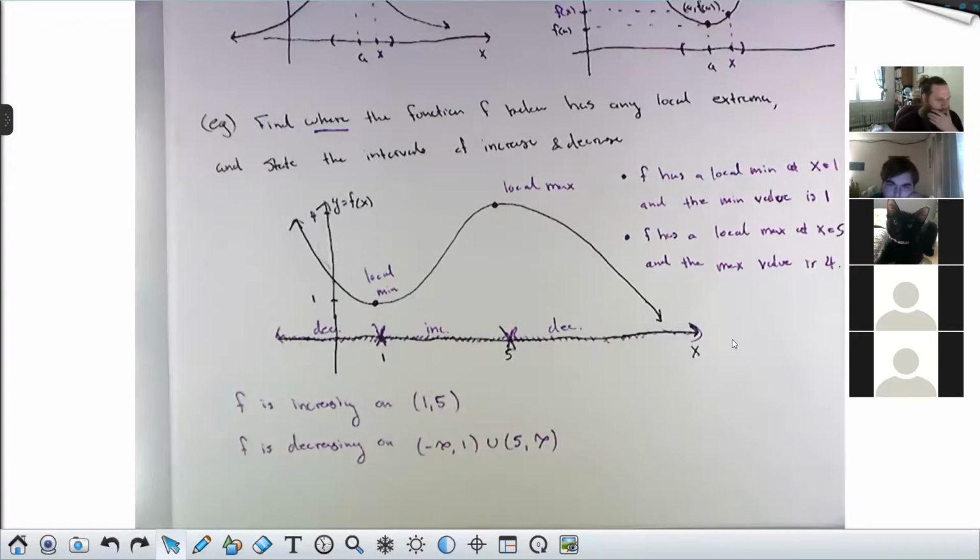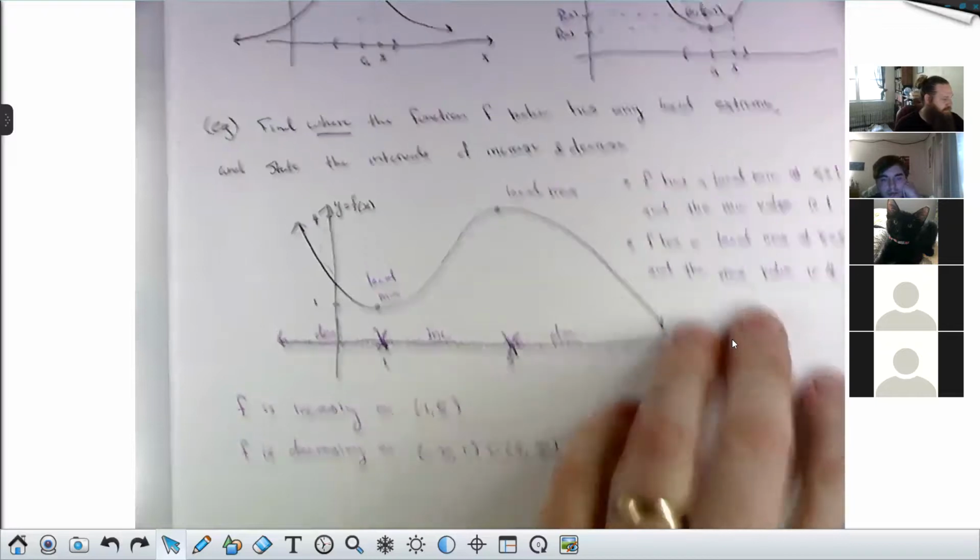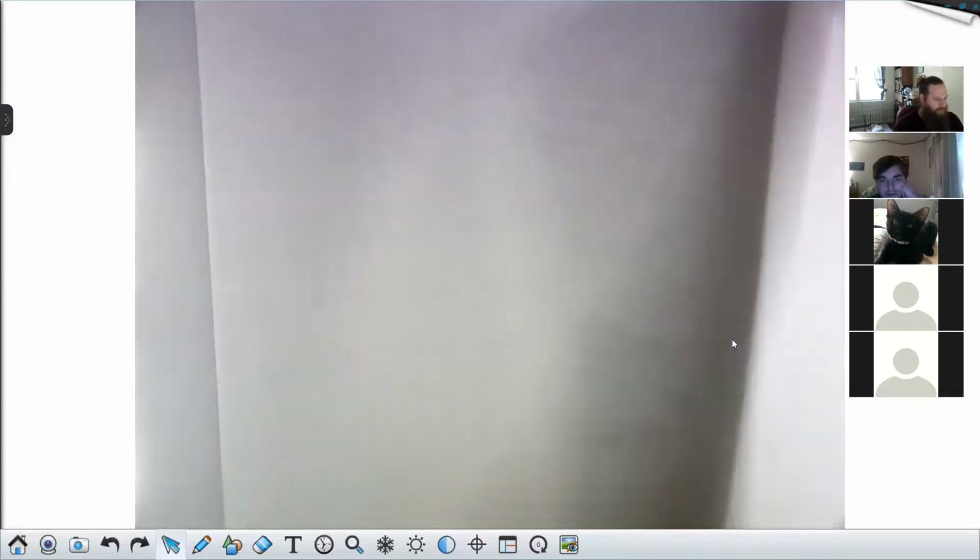So can you have multiple local minimums and maximums on one graph with multiple curves? Absolutely. Yes, we certainly can. So let's take a look at something a little bit more complicated.